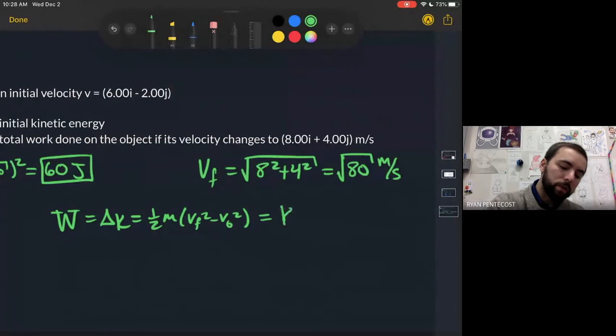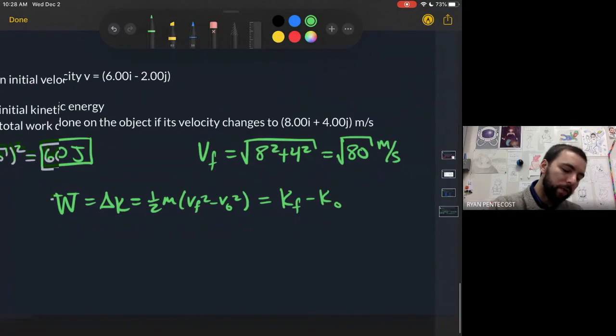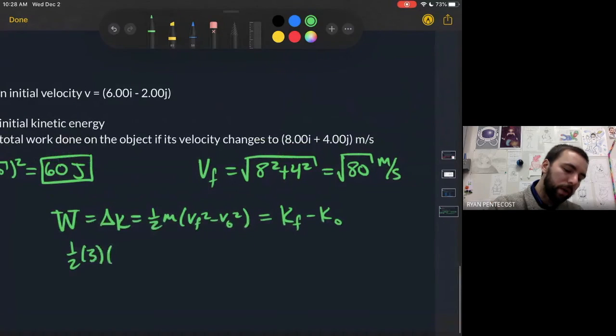You could also do K final minus K naught, right? That's also how you can find change. So we'll do them both ways. You can do 1/2 times 3 times v final squared minus v naught squared. So the square root of 80 squared is 80, minus the square root of 40 squared, which is 40. So that would be, that's again 60 joules, right?